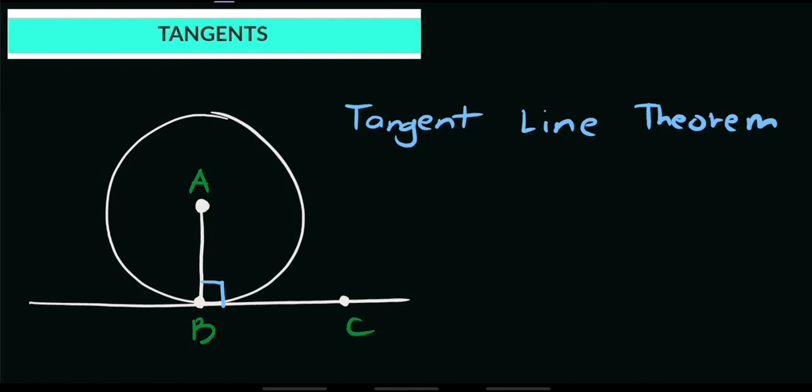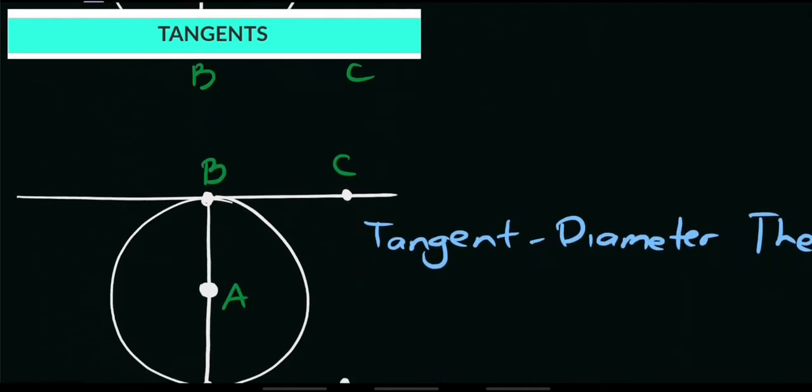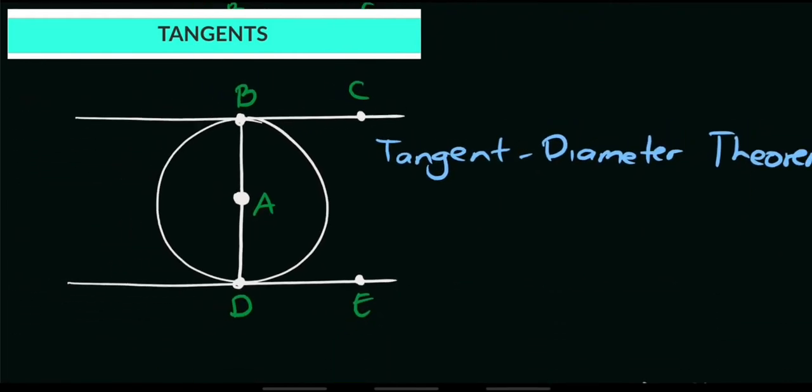So for this given figure, we have this AB, right? This is our radius, line segment AB, that is perpendicular to the line segment BC. Okay? So that is the tangent line theorem. Automatically they form a 90-degree angle. Okay? Next is the tangent diameter theorem.